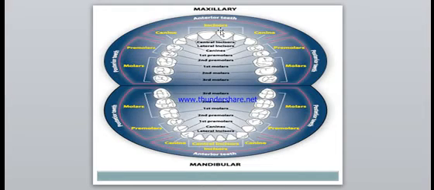Okay, this is the upper arch, the maxillary arch, and this is the mandibular, or lower arch. There are 32 teeth in total: 4 incisors, 1 canine, 2 premolars, and 3 molars in each quadrant. The same applies in the mandible.